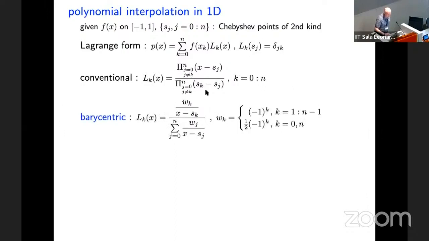Okay, this is the basic definition. These are polynomials of degree n that have this property. And the conventional form that you see in the textbooks for the Lagrange polynomials looks like this. It has good theoretical properties, but it's really poorly suited for computing. It's expensive, it's unstable. But there's an alternative form. The same functions can also be written this way.